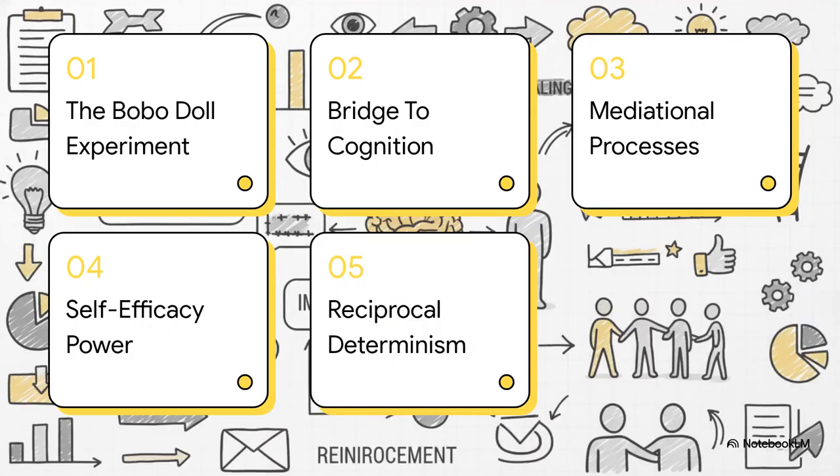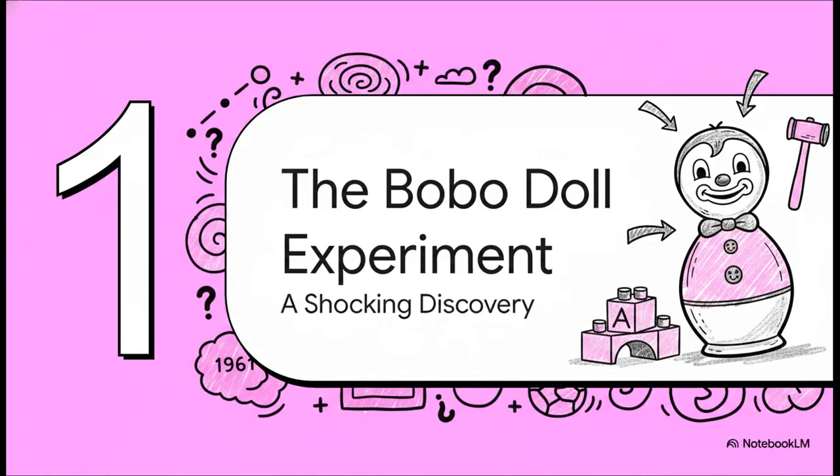Here is our cognitive roadmap for today. Section 1, the Bobo doll experiment. Section 2, the bridge to cognition. Section 3, 4 mediational processes. Section 4, the power of self-efficacy. And Section 5, reciprocal determinism explained. Okay, let's dive into this.